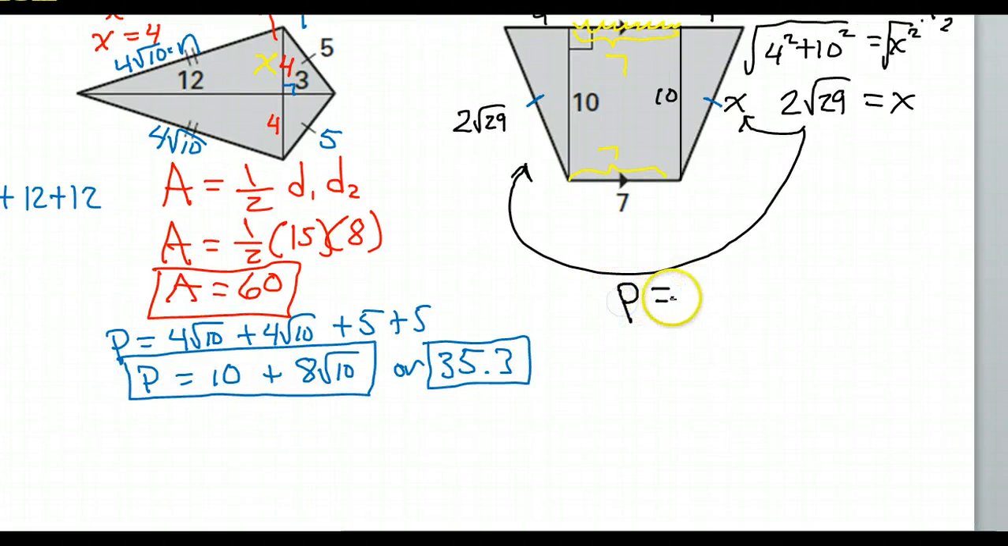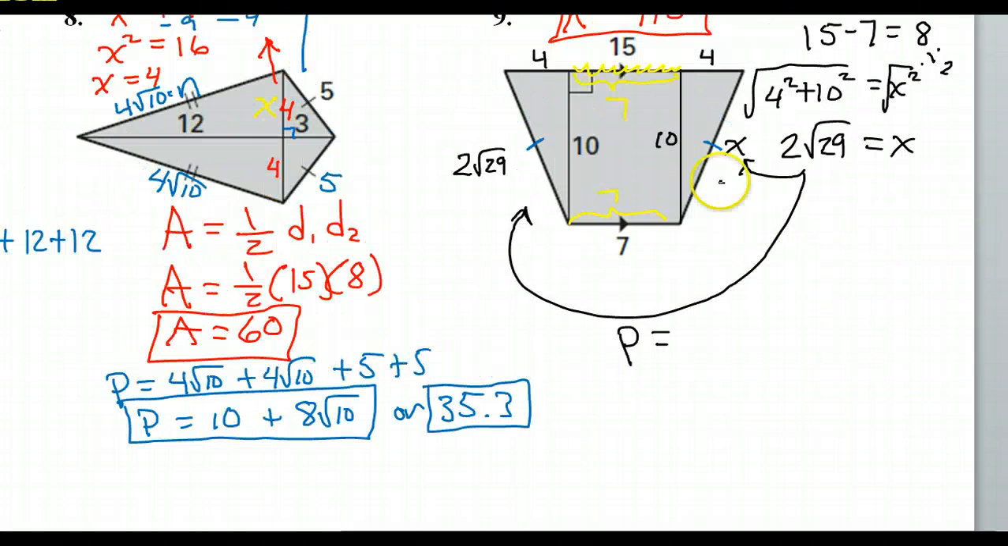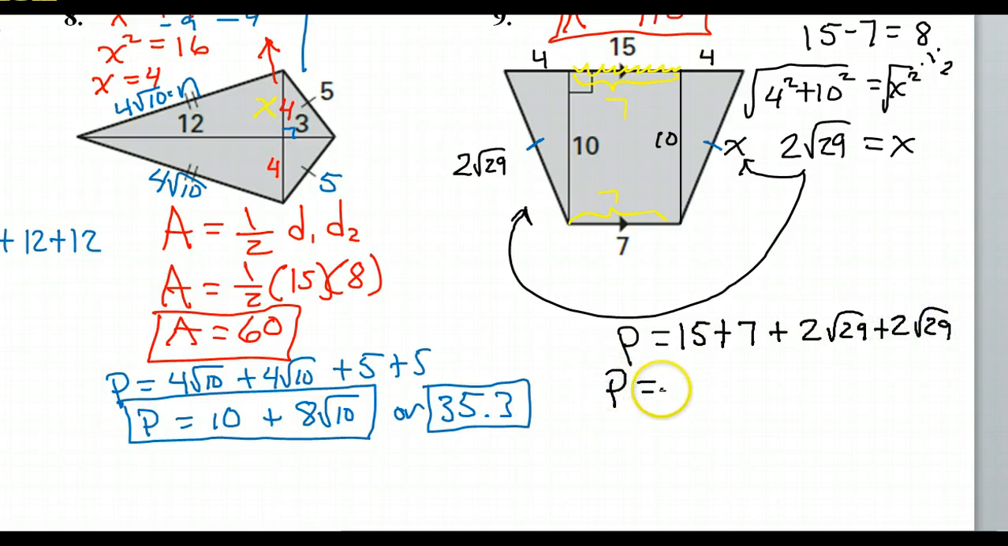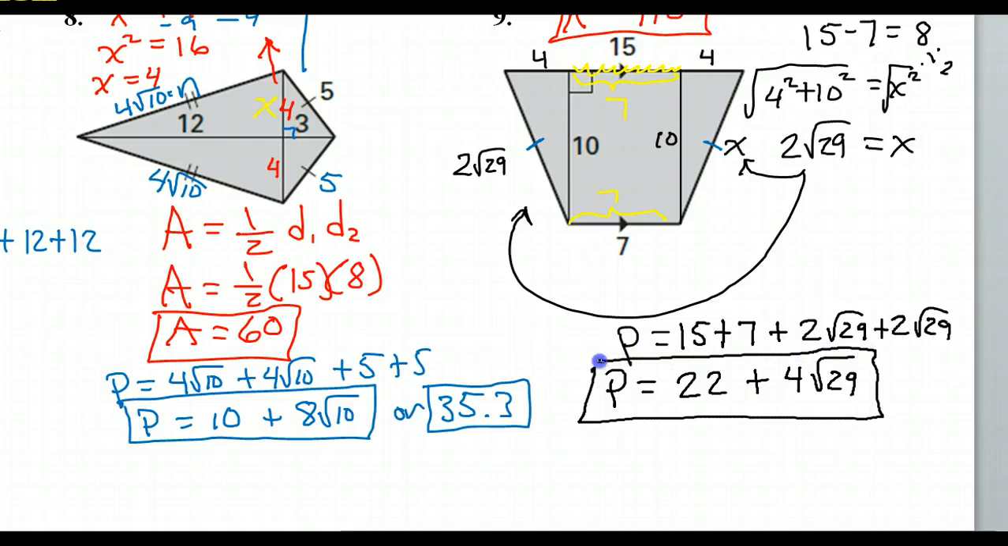Okay, so the perimeter is just going to be 15 plus 7 plus 2 radical 29 plus 2 radical 29. Alright, so that's going to be 22 plus 4 radical 29. That's going to be my perimeter. Or as a decimal, that would be 43.5.